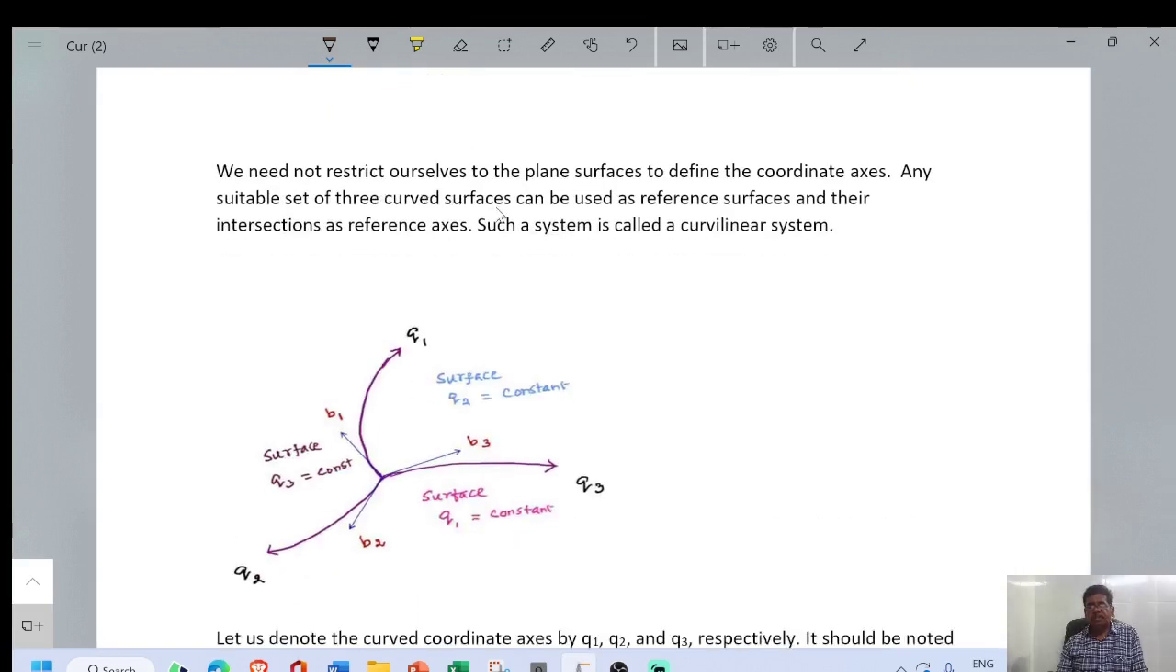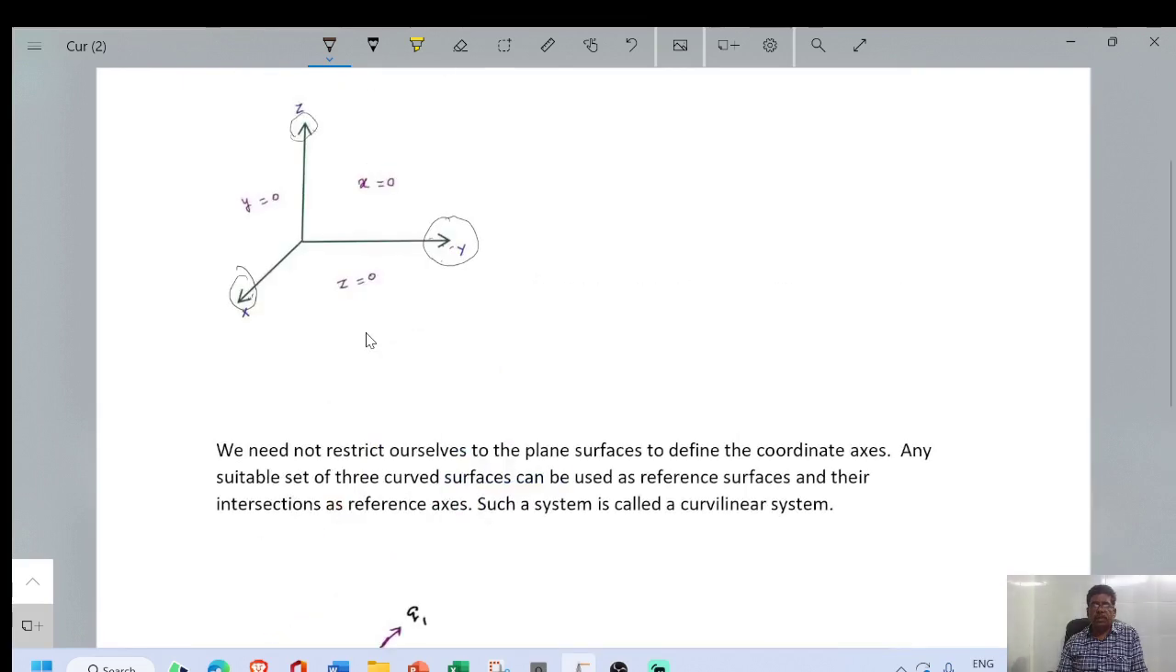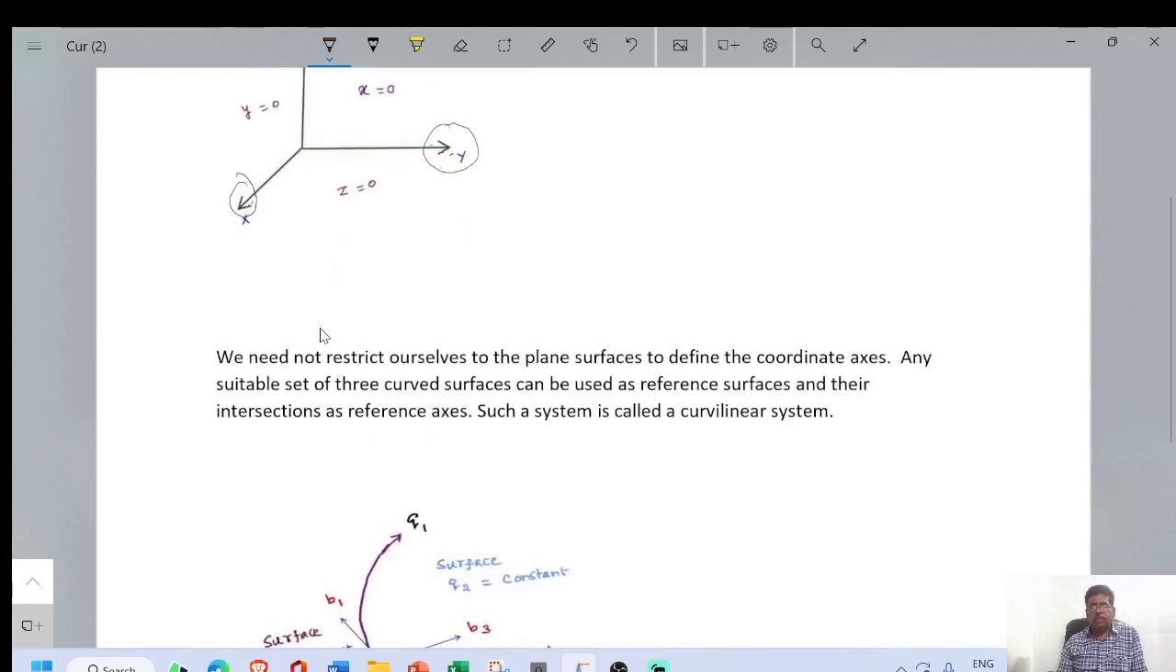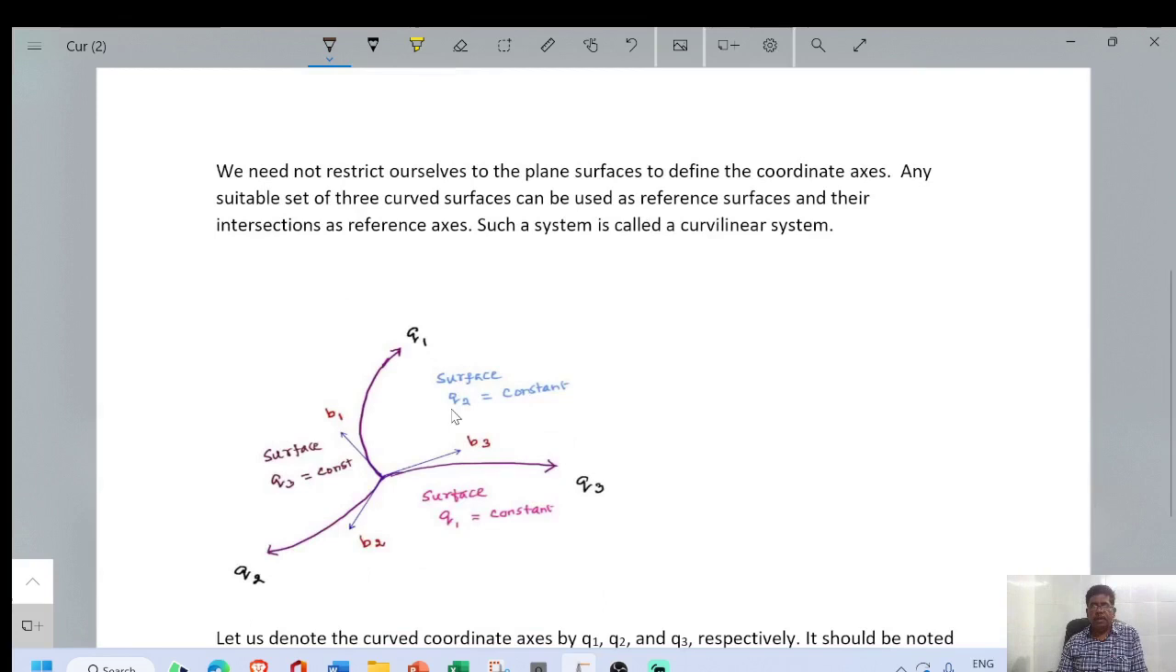We need not restrict ourselves to the plane surfaces to define the coordinate axis. Here, to specify an axis, we need the intersection of two planes. Without this form, we may introduce the coordinates in some other way. That is our curvilinear coordinates. Any suitable set of three curved surfaces can be used as reference surfaces and their intersections as reference axis. Such a system is called a curvilinear system.